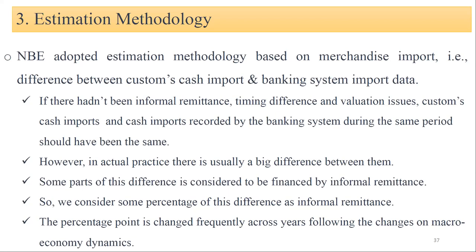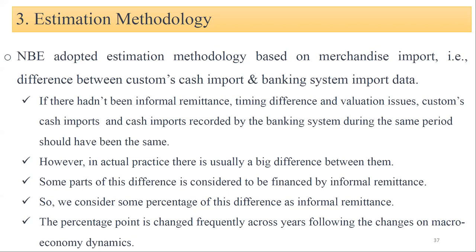So this might explain one thing. The other thing is that there is also the variation in valuation of imports. The actual payment the importer pays for his import might not be equivalent to the customs valuation. That has some percentage explanation. So we believe that some import difference between the banking and the customs is financed through the informal channel.